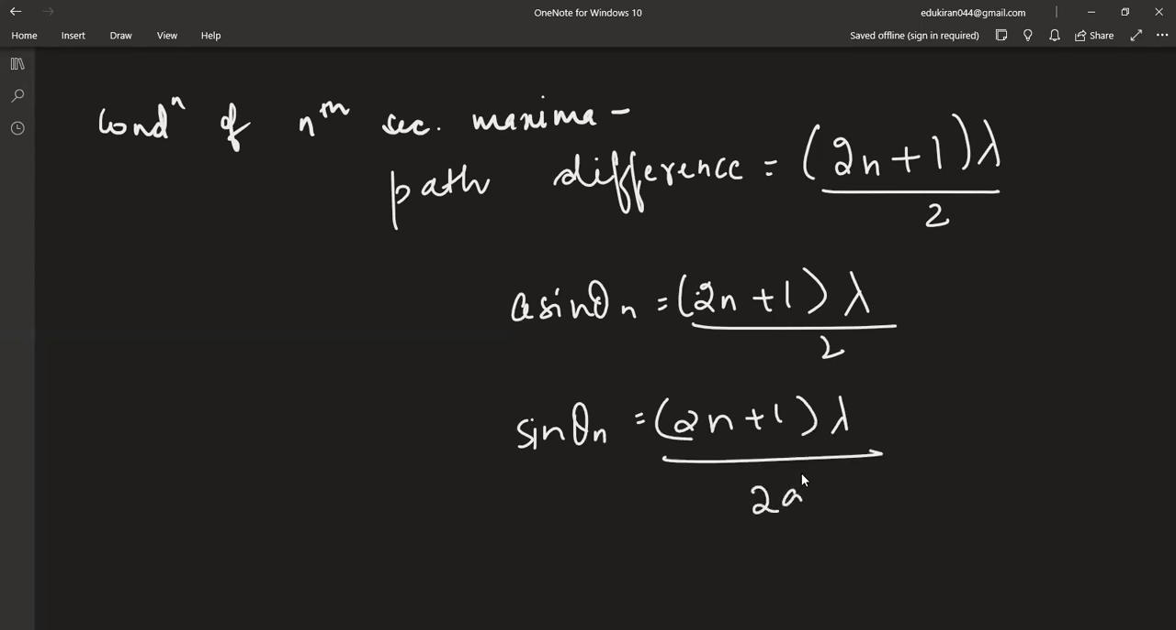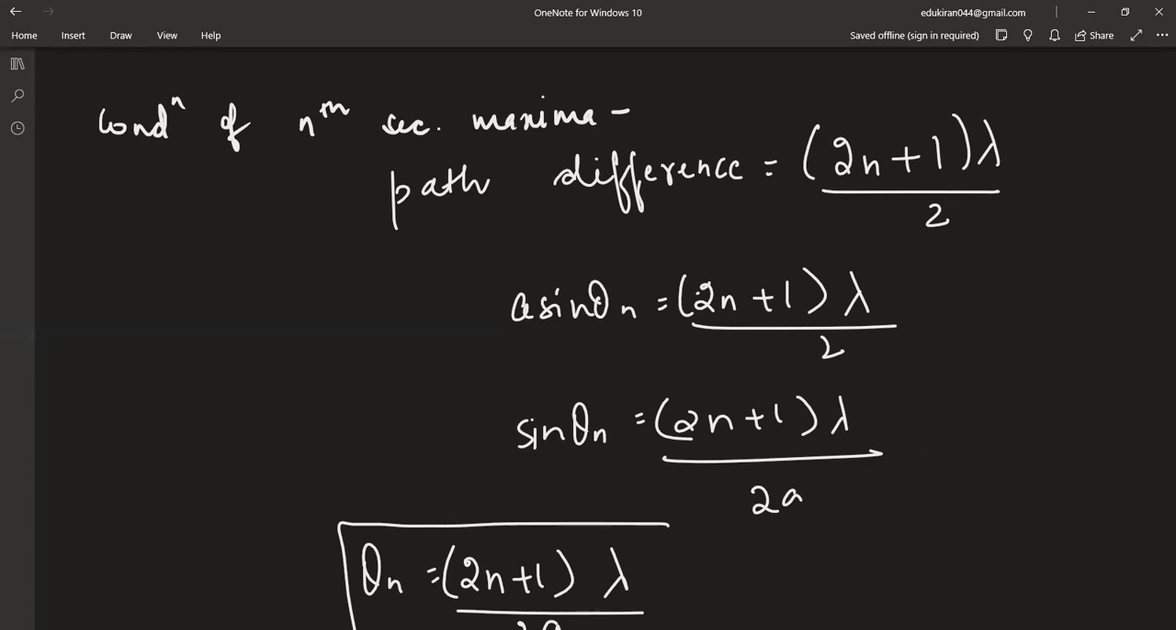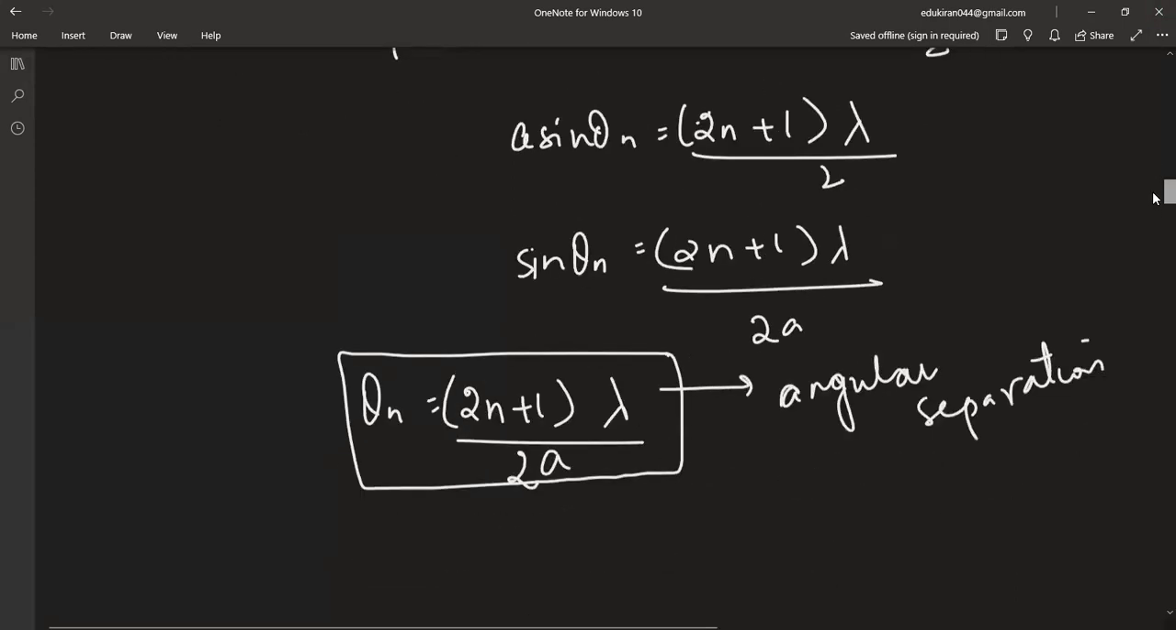This a will come here. Again, theta n will be 2n plus 1 lambda by 2a. Remember, class, it's plus in case of diffraction. It was minus in case of interference. So this entire is the angular separation. Same thing is being repeated. You just have to remember the main condition first.